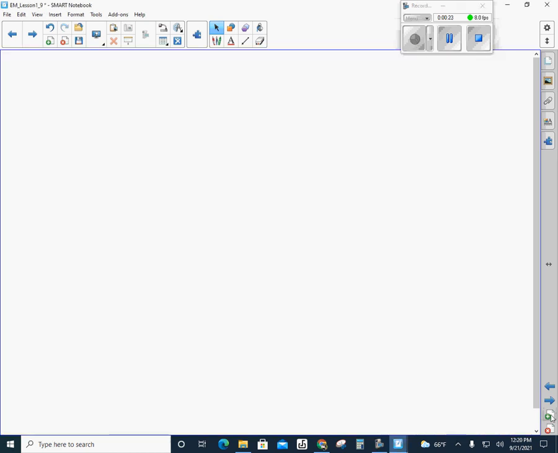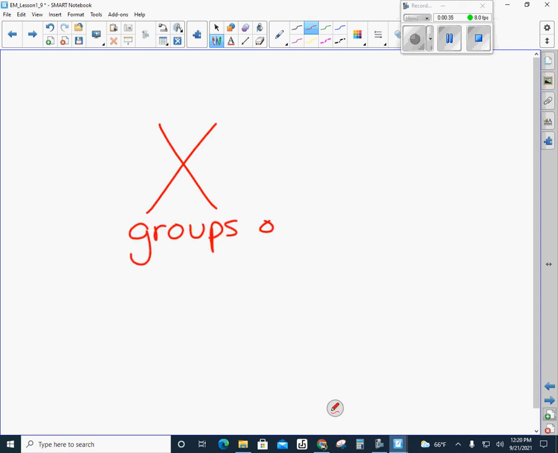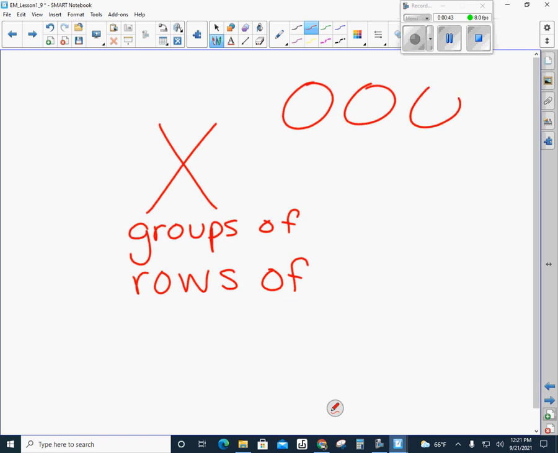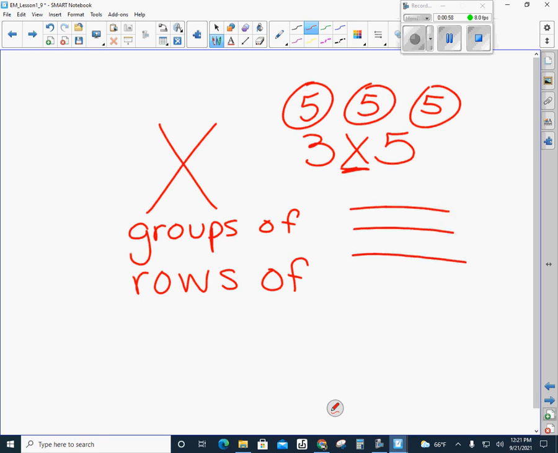We learned yesterday that when you see that multiplication symbol, it can be thought of as "groups of" or "rows of." So if I have 3 groups of 5, my multiplication problem is 3 times 5. 3 groups of 5. Same thing if I have rows. Maybe I have 3 rows with 5 in each row.